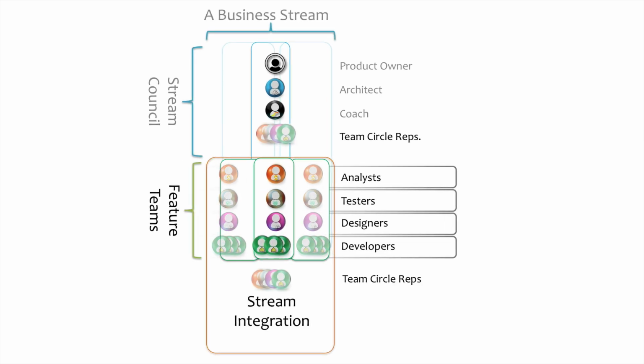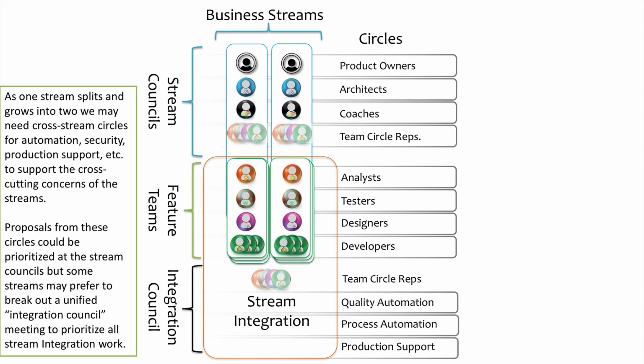As one stream splits and grows into 2, we may need cross-stream circles for automation, security, production support, that sort of thing, to support the cross-cutting concerns of the streams. Proposals from these circles could be prioritized at the stream councils, but some streams may prefer to break out a unified integration council meeting to prioritize all stream integration work.